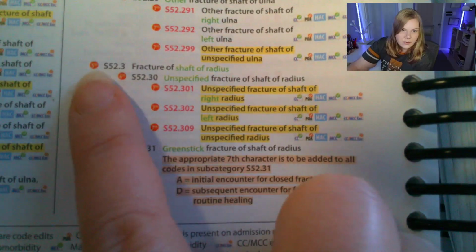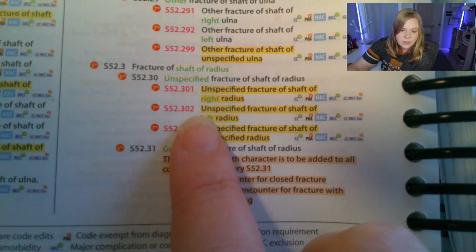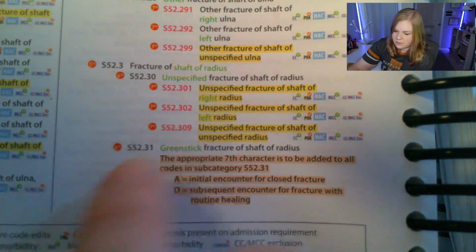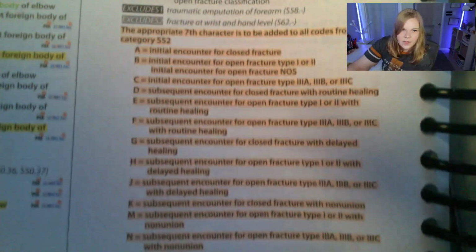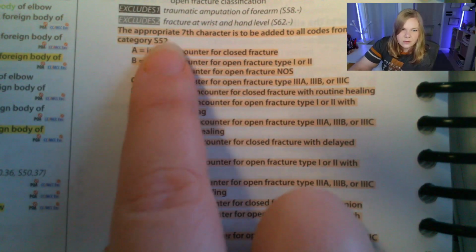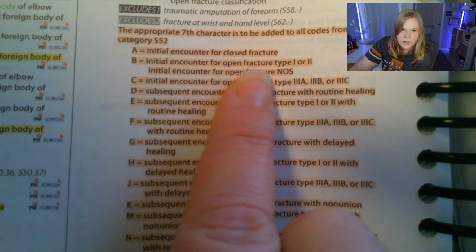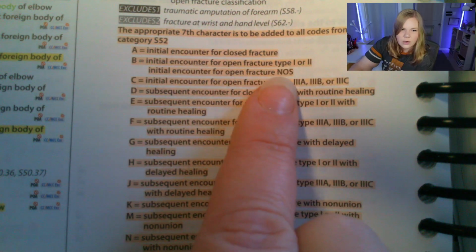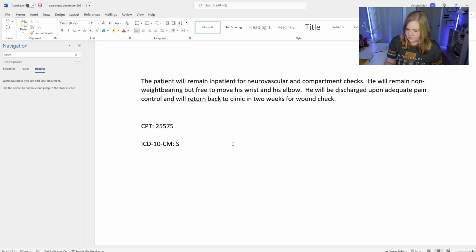S52.30. Here's our S52.30. This is left, so we're going to go with S52.302, and we need a 7th character. Our 7th characters are on this page here. These are all for category S52. Character B is initial encounter for open fracture type 1, 2, or not otherwise specified, and that's what we have. So we have S52.302B, that's for our radius, and the ulna I saw was just on the same page above that.